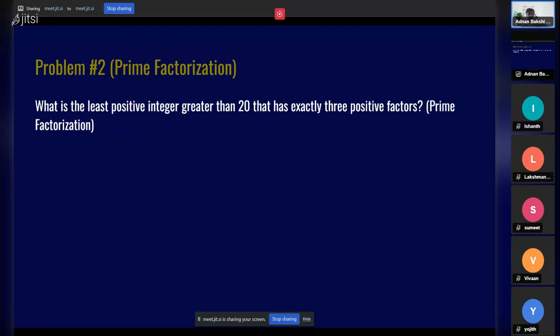Okay, so most of you are about done. Ishant, you said you were ready with the problem. Can you tell us what you got for problem number two?